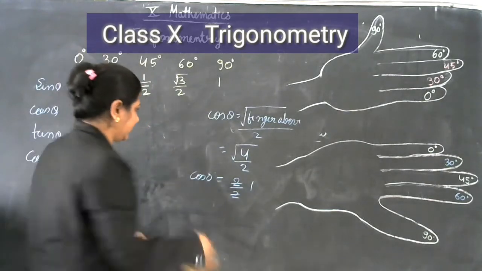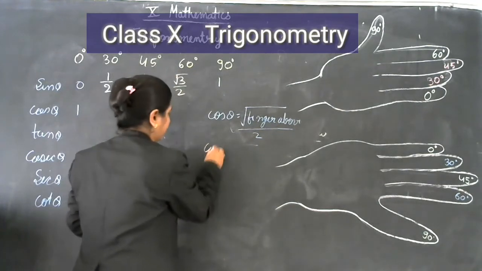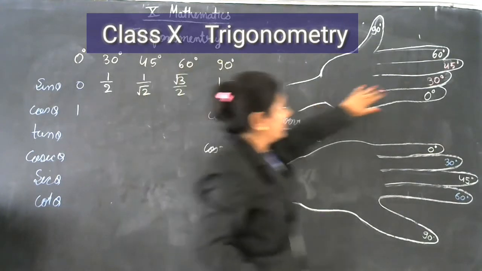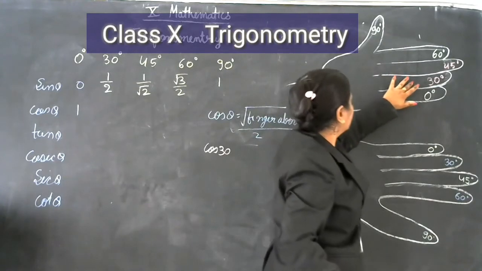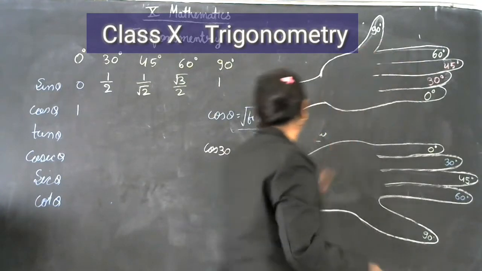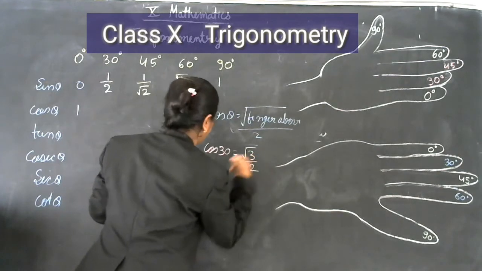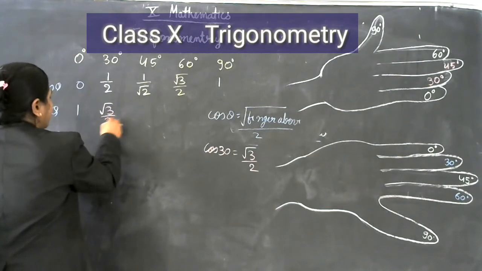For cos 30 degree, 30 is here. So how many fingers above this finger? 1, 2 and 3. So it is root 3 upon 2. So cos 30 is root 3 upon 2.